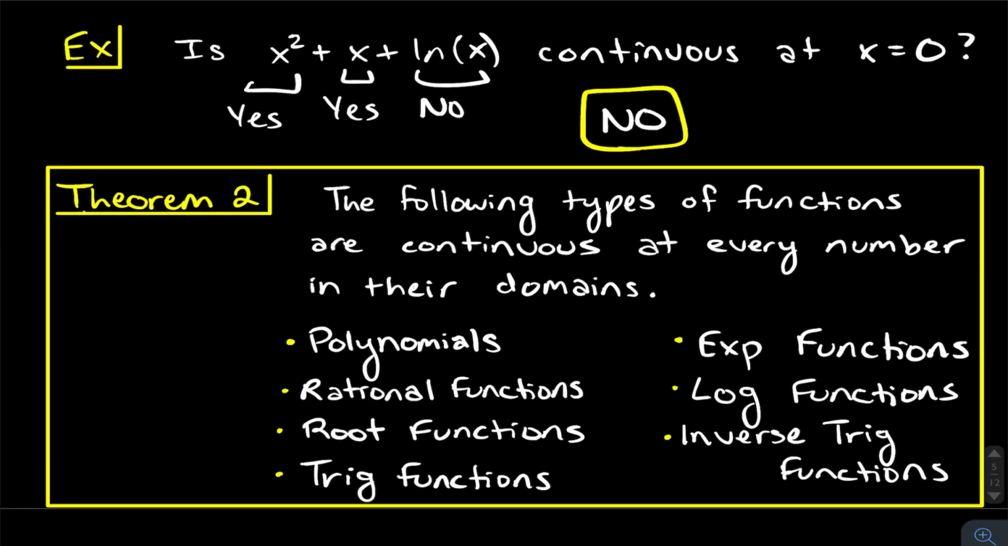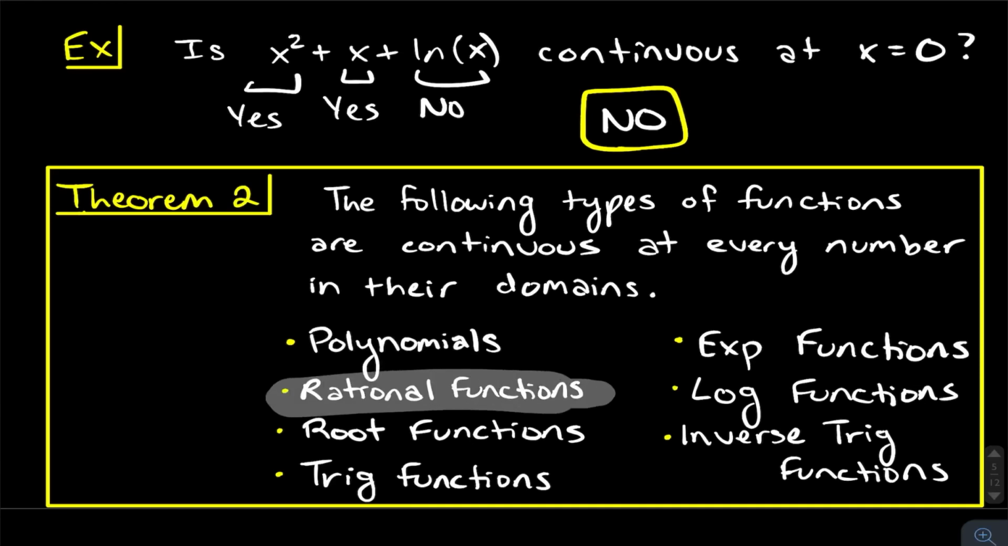Moving on to our second theorem here. This is just a little quick one that is nice to know. The following types of functions are continuous at every number in their domains. So these are the functions that are going to be continuous everywhere. Now you've already probably guessed that polynomials are going to be continuous everywhere. There's no parts where polynomials are going to be discontinuous.